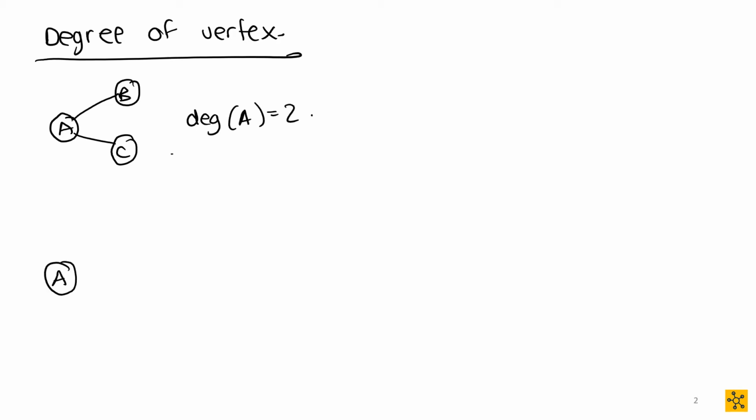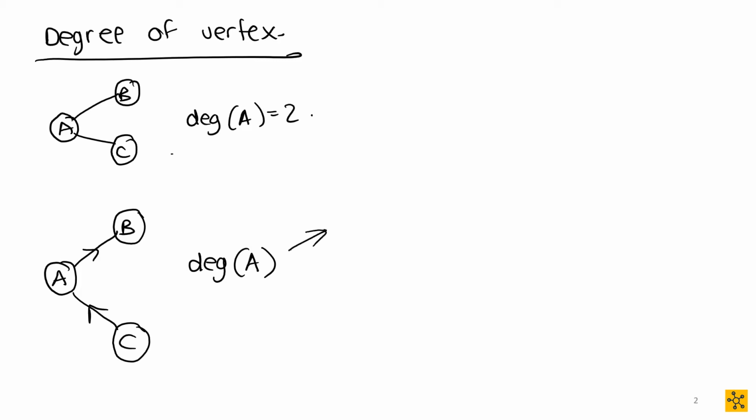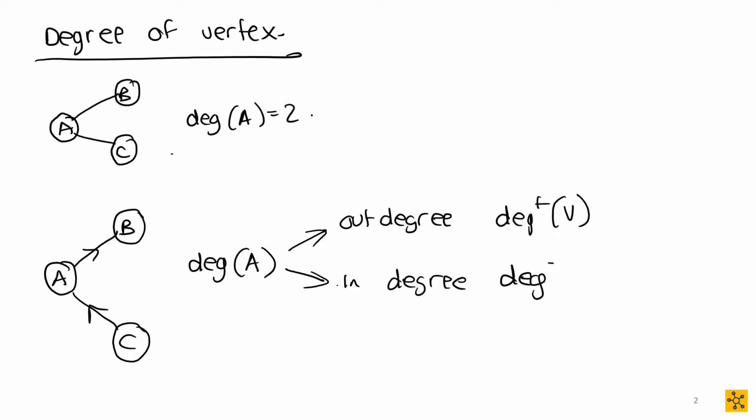Now you have a digraph, and the digraph has directions to it. Let's do it like this to show you the major difference. Now the degree of A, you sit there and go, well, one of them is going out and one of them is going in. So it is actually going to be broken into two components. You have the out degree, which is denoted by degree positive V, and then you have the in degree, which is degree minus V.